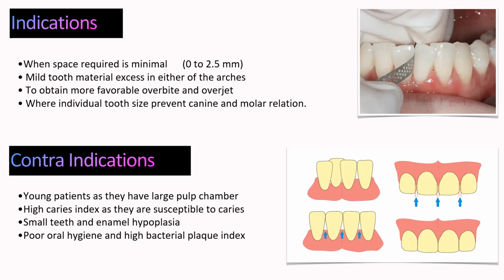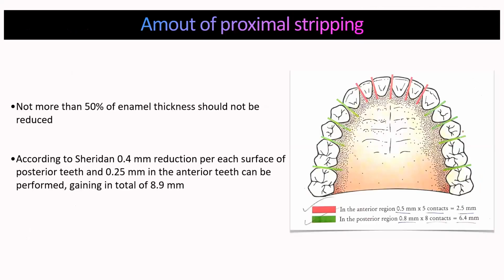High caries index, as they are susceptible to caries. In these proximal stripping cases, there are high chances of developing caries. Small teeth and enamel hypoplasia, or poor oral hygiene and high bacterial plaque index. So in all these cases, you are not supposed to perform proximal stripping.